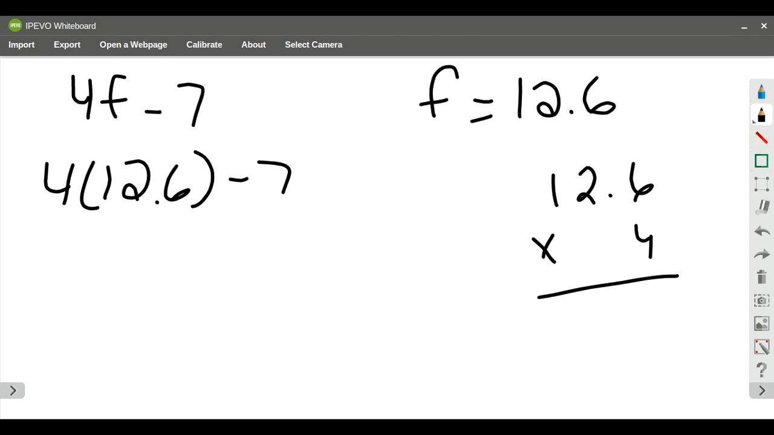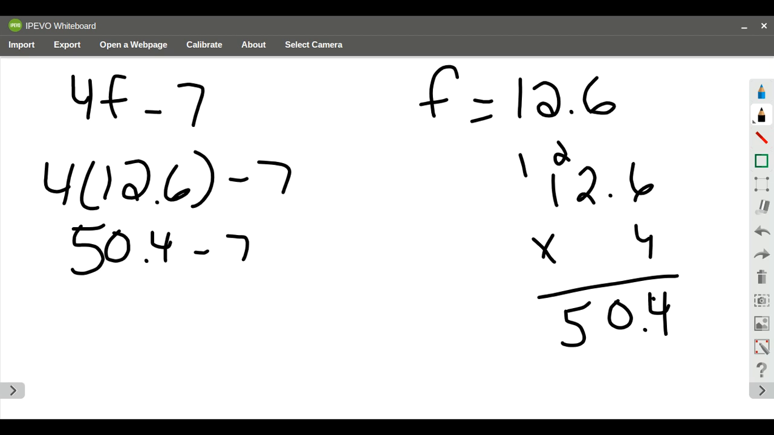6 times 4 is going to be 24, so I'm going to put down the 4, regroup the 2. 4 times 2 is going to be 8, plus 2 is going to be 10. Regroup the 1. 4 times 1 is 4, plus 1 is going to be 5. I have 1 value behind the decimal, so it's going to be 50.4. So my next step is going to be 50.4 subtract 7. So my answer is going to be 43 4/10.